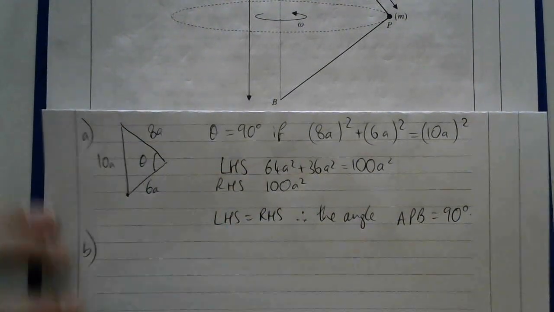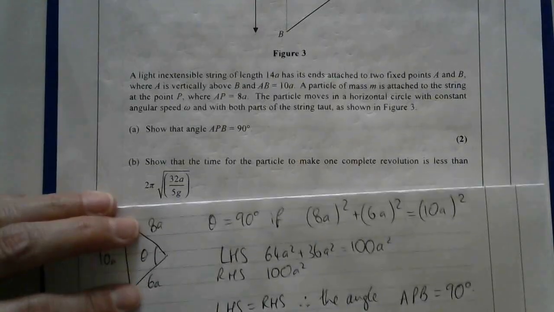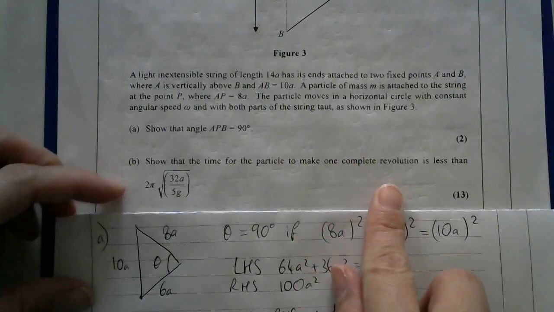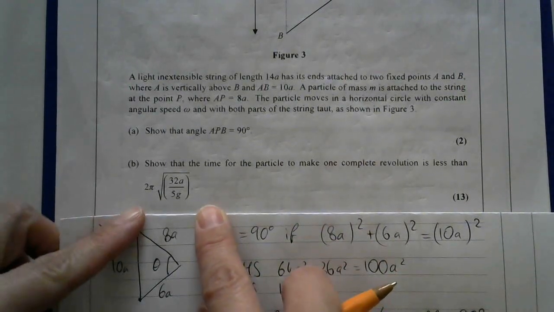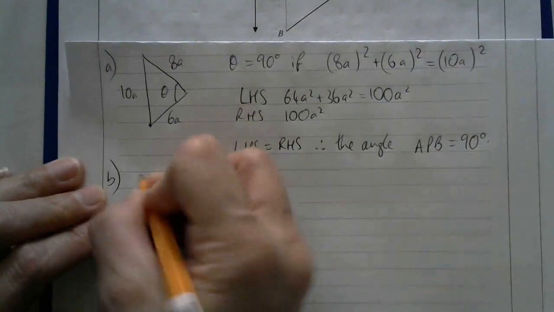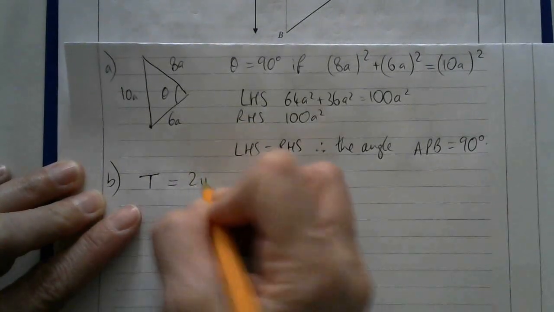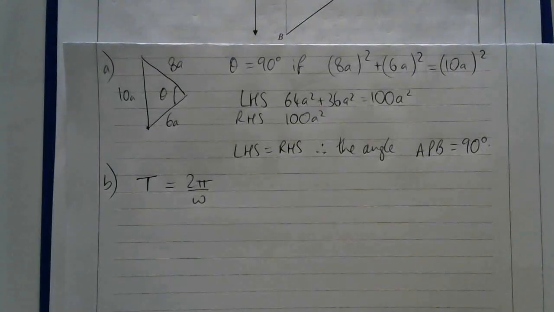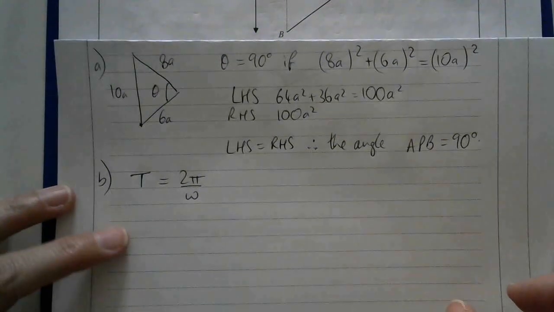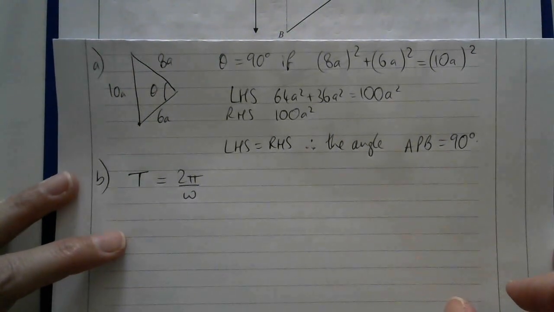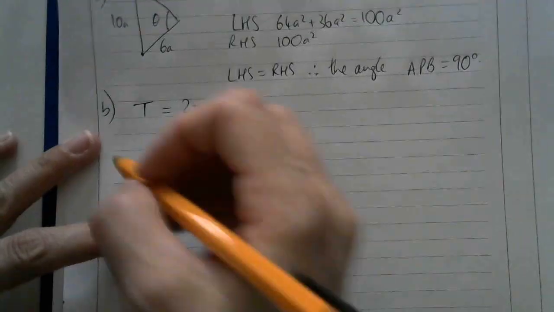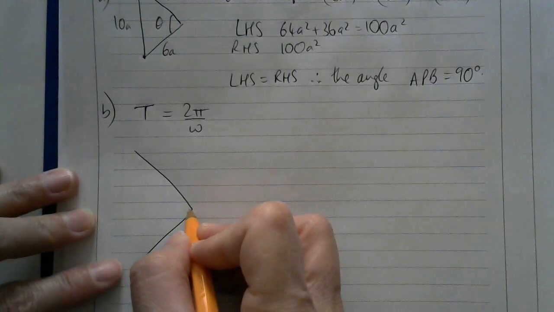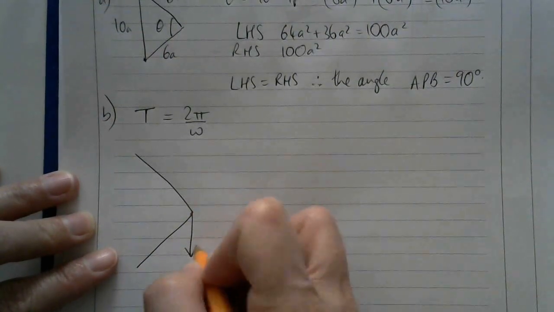Then in the second part of the question, when they ask me these things about the time for the particle to make a complete revolution, really they're asking me for omega, because I need to use this, that the time is 2 pi over omega, and so I need an equation with omega in it. So what I need to do is look first of all at what's going on with the forces acting on P.